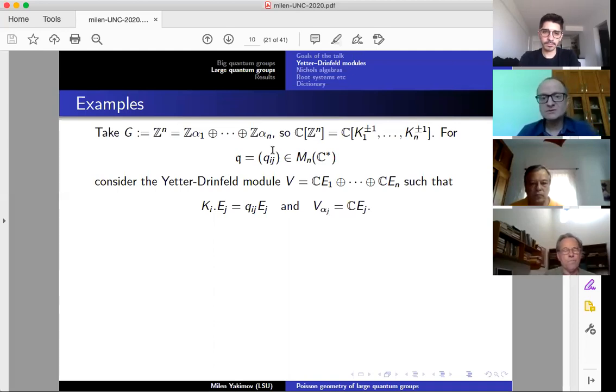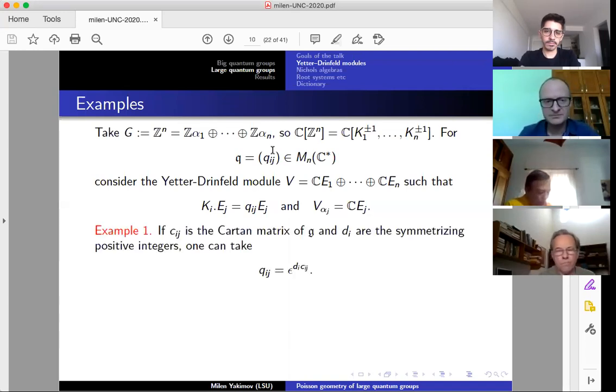It's not difficult to show that in some sense, if you enlarge the group G, this actually covers all Yetter-Drinfeld modules for a finitely generated abelian group G. And you can just pass from any other to this one by simply enlarging the group with some cover of the free abelian group. And that's pretty much all. So in a way, this is not really an example, but in a certain way, it kind of covers everything.